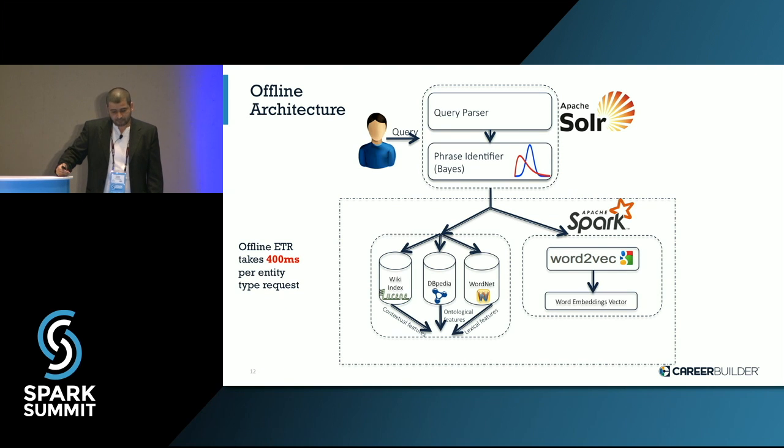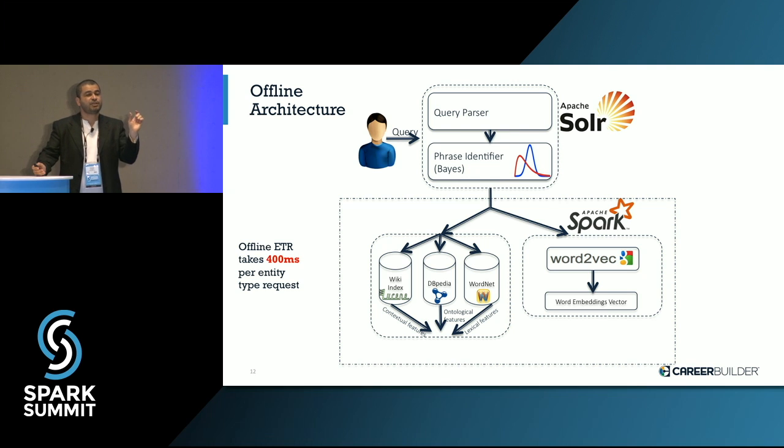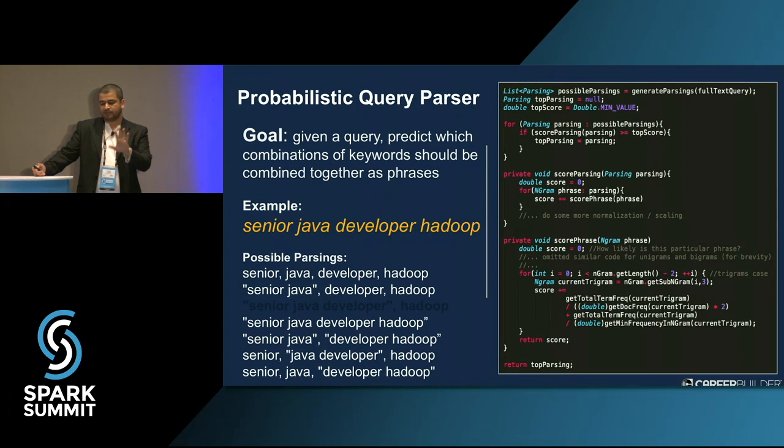OK. Back to the system. This is the offline architecture. As I said, we receive a query, and then we pass it to the Solr query parser. Then from the Solr query parser, we send the query to a phrase identifier, which does the recognition of the pieces of the query that represent entities. It is another work which I can chat offline about. We call it a probabilistic query parser, if you would like later to go over the details.